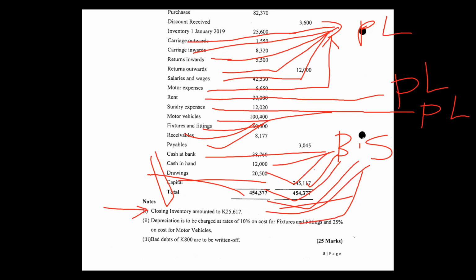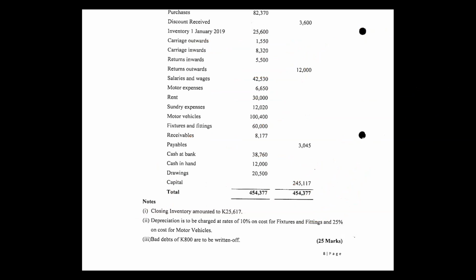at the rate of 10% on costs, fixtures and fittings, and 25% on cost, motor vehicles. Okay, just here now. What does it mean when you say depreciation is charged on costs? Is it a straight line or reducing balance? The charge on costs is a straight line. So tomorrow, when you find "on cost", don't start looking for straight line or what. You have heard that.